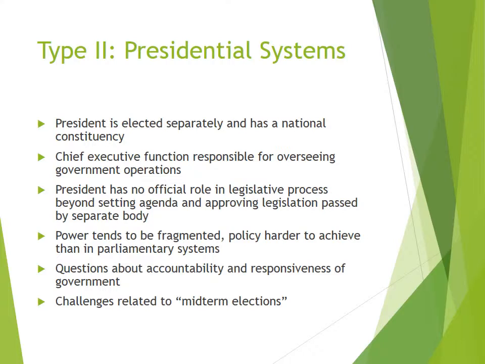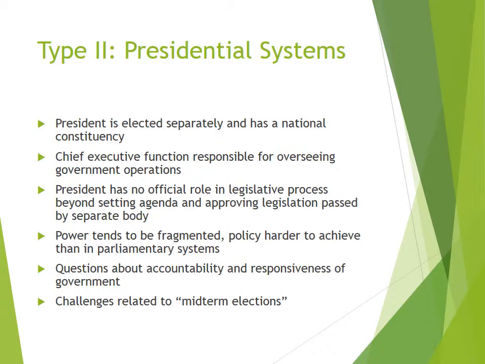The second type of system, which is the one we have here in the U.S. and a few other places, is where the president or the chief executive is elected separately from the legislative body, can't serve in the legislature, and is the only one with a truly national constituency, meaning the people of the country are sort of the constituents of this chief executive, whereas in the legislative body, it's usually a geographic constituency.